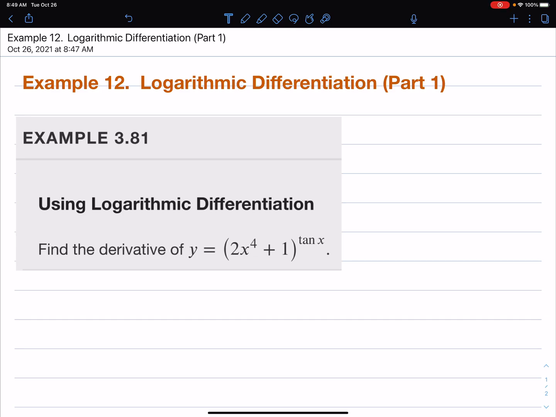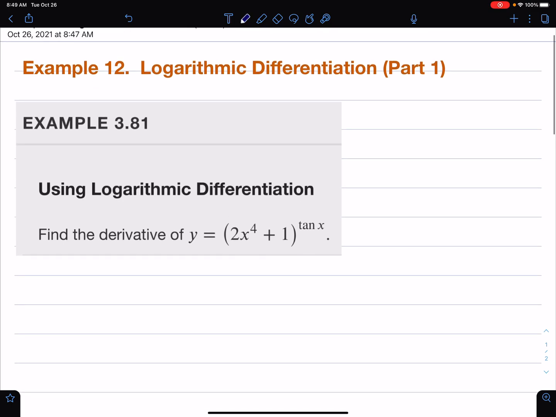Hello, in this example, we find the derivative of a function using a method of logarithmic differentiation. And see, what we have here is a function where we do not see any logarithm anywhere. There's no logarithm here. But what we do see is something raised to a power. Well, let me just go ahead and jump in then. So here's our solution.